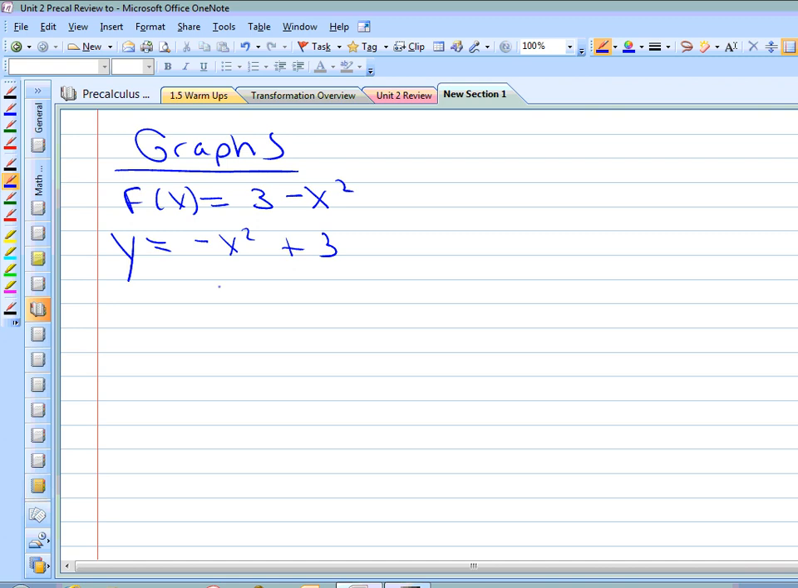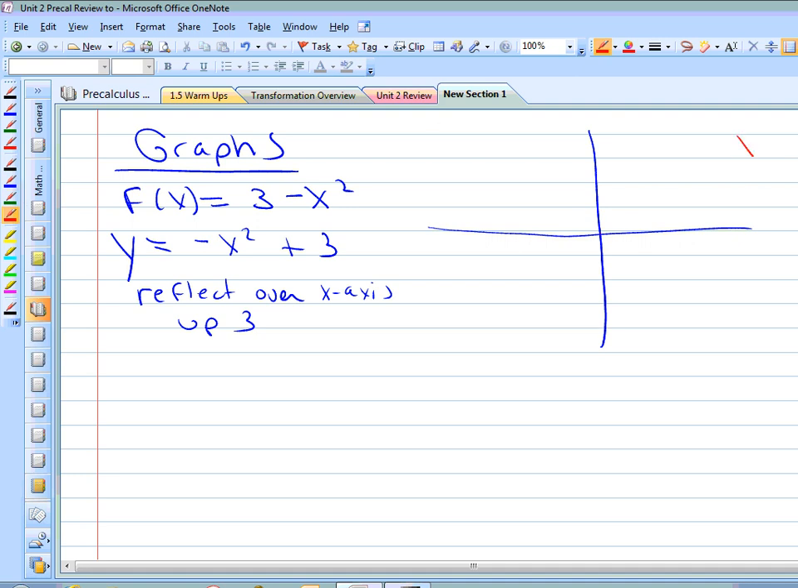So if you do this transformationally, you know you're going to reflect over the x-axis, and you're going to move up 3. So let's go ahead. Our parent graph would have been, you need to identify that, y equals x squared. So your parent graph would be here, and 1 squared would be 1, and 2 squared would be 4, and negative 1 squared would be 1, and negative 2 squared would be positive 4. That's our parent graph. We would take each of those points, reflect over the x-axis, and go up 3.